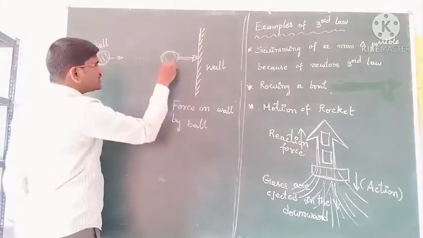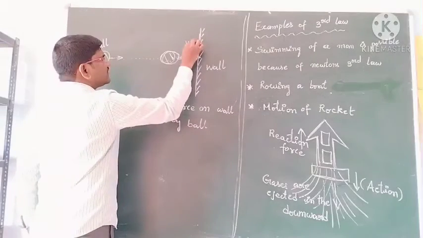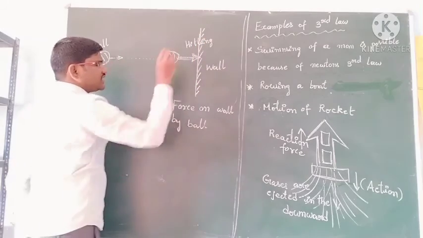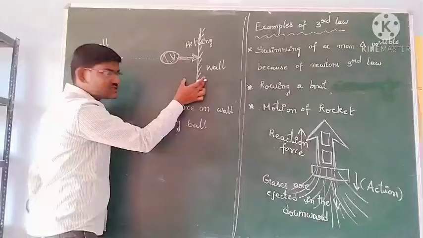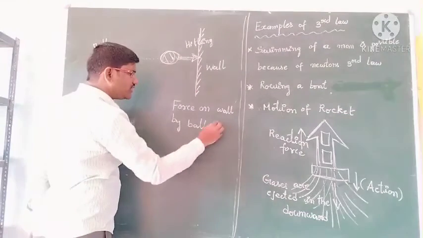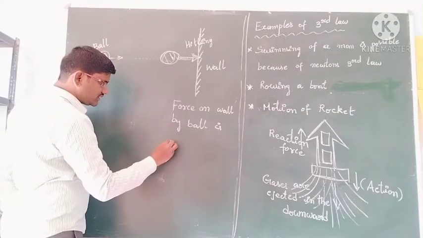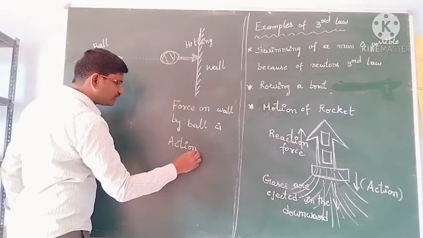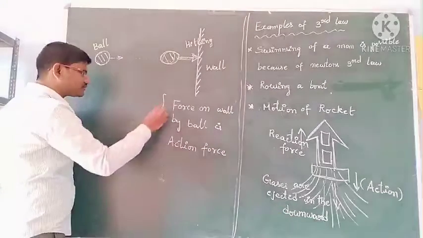This ball is coming and hitting here. It is hitting the wall, which means the ball is exerting some force. The force on wall by ball is the action force. So you will get the action force.